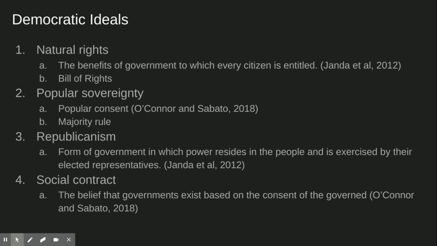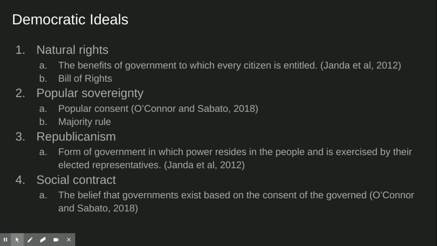Second, popular sovereignty or popular consent. That is from our current textbook, O'Connor and Sabato of 2018. When we think about popular sovereignty, the focus is that the people should be able to control or have influence over their government, that governments get their power from the people, and that sometimes may come in the form of majority rule, that those that get 50% plus one of the vote ultimately have the power.